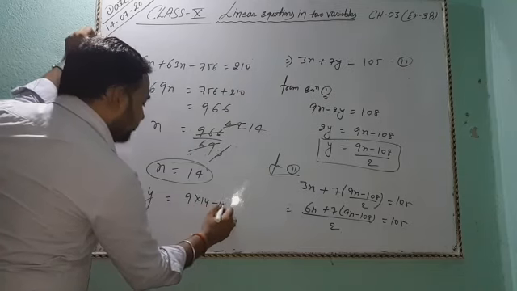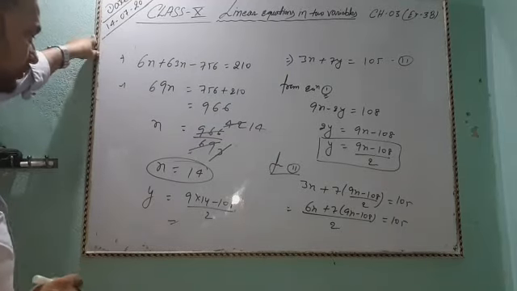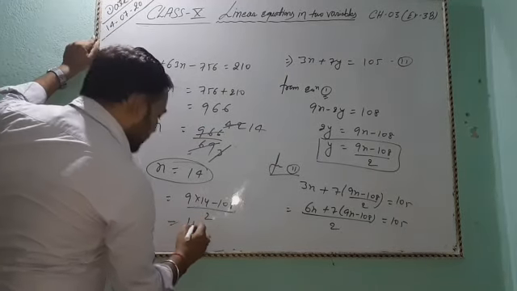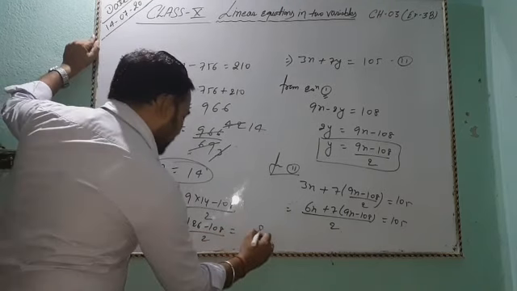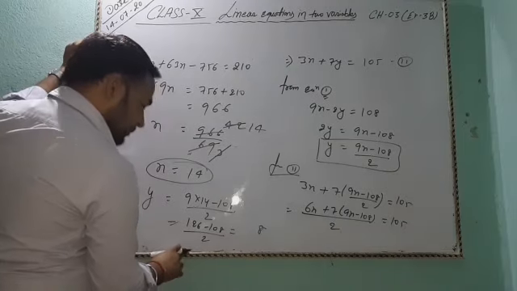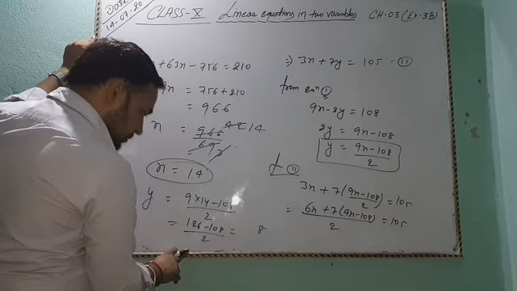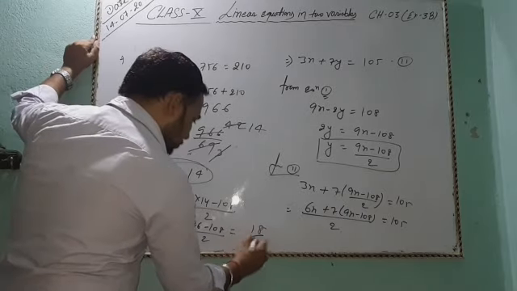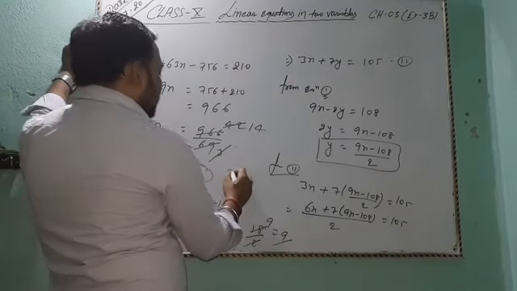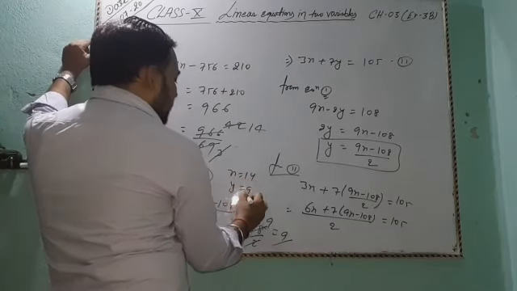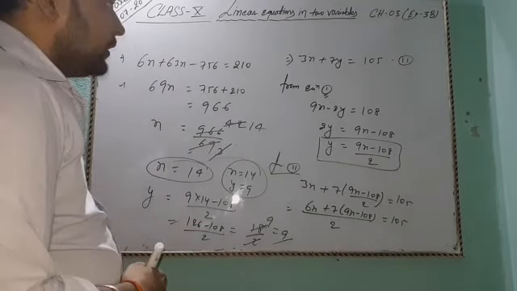y equal to 9 multiplied by 14 minus 108 by 2. 14 nines are 126 minus 108 by 2, that is 18 by 2, 2 nines are 18, equal to 9. So students, x equal to 14 and y equal to 9 is the solution of this system of linear equations.